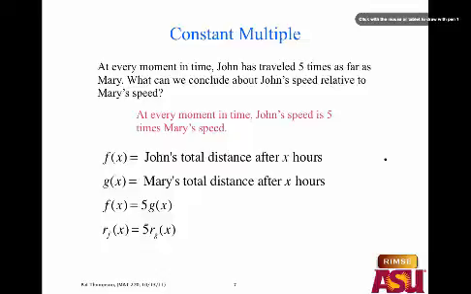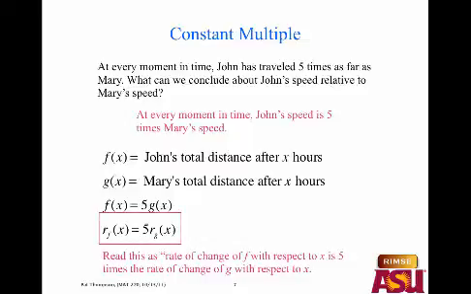Now this is not a proof. This is just common sense and then expressing it mathematically. That's all this is. We haven't proved anything. Okay, and so then just some semantics. So the rate of change of f with respect to x is 5 times the rate of change of g with respect to x. That's what that means right there. That's how we say that.